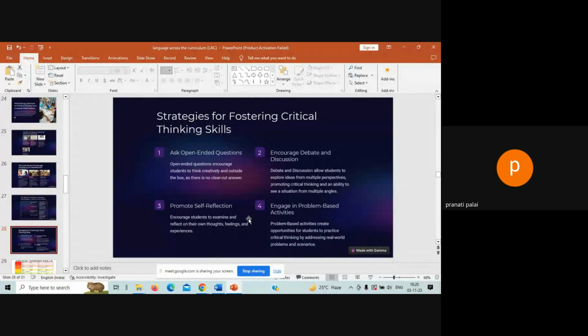Self-reflection leads to better language accumulation or better productivity. Engage in problem-solving activity. Problem-based activities create opportunities for students to practice critical thinking by addressing real-world problems and scenarios. So these are all the critical thinking skills, creativity, and problem-solving skills. These are all the 21st century skills that all learners must acquire.